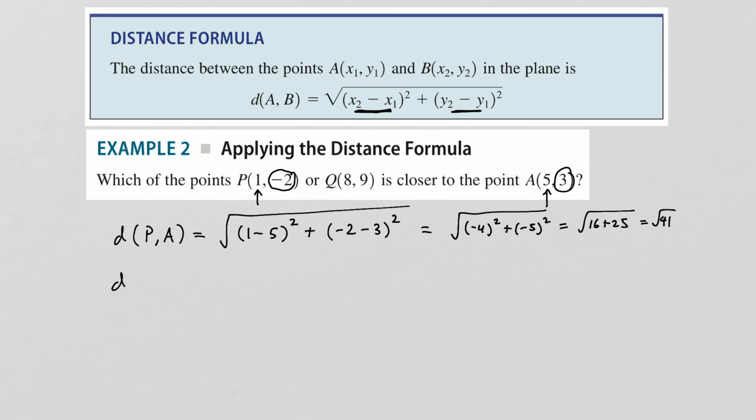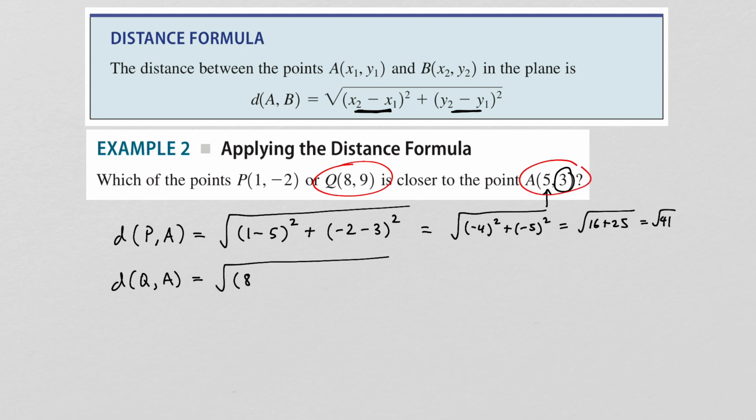And now we're just going to do the same thing for the distance between the point Q and A. So now we are focusing on this point and this point. So once again, we'll go ahead and subtract the x-coordinates. So 8 minus 5, quantity squared, plus subtract the y-coordinates, 9 minus 3, quantity squared. Let's simplify. We have 3 squared plus 6 squared. This is the square root of 9 plus 36, which is the square root of 45.